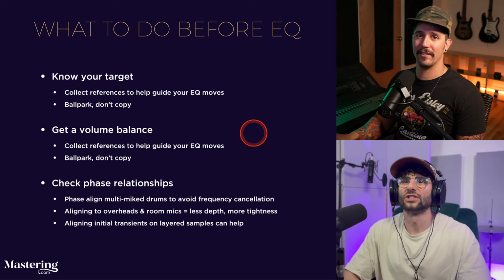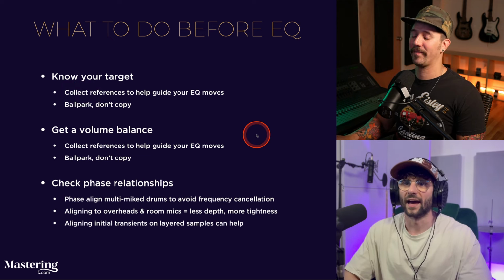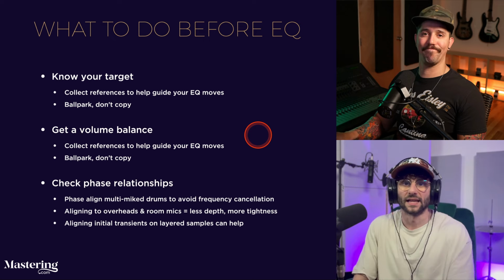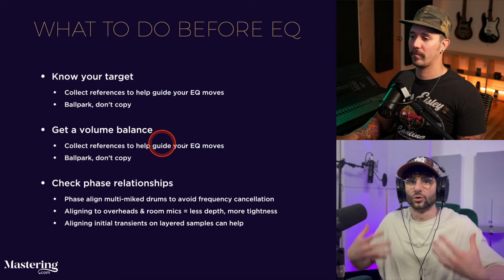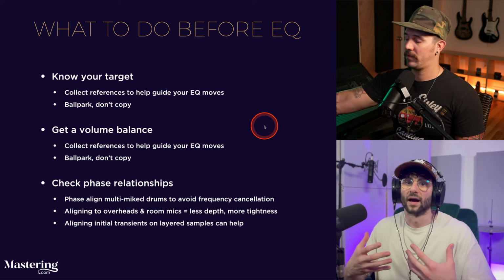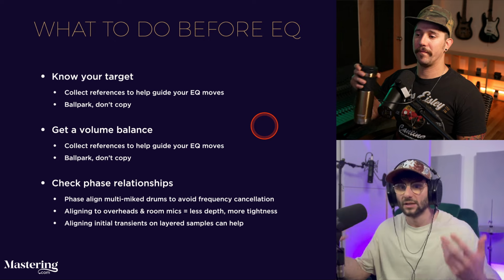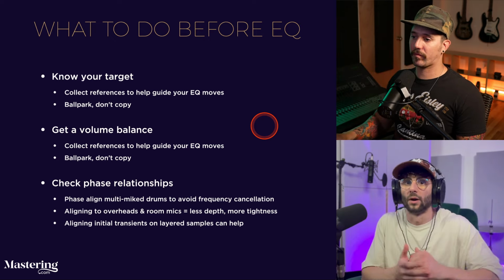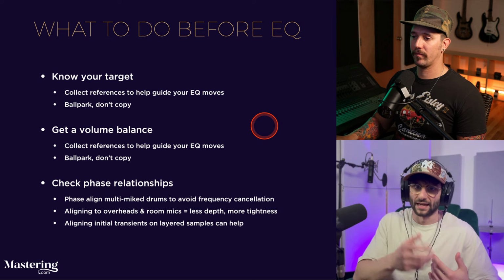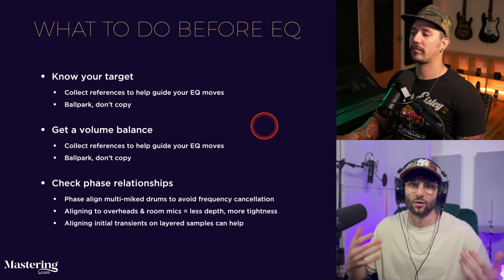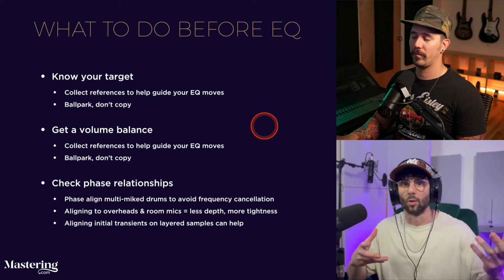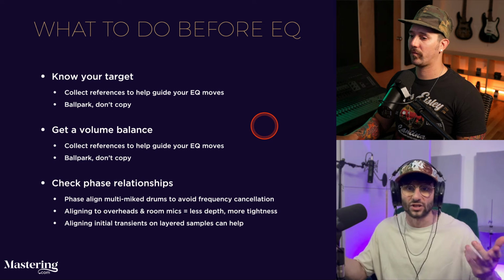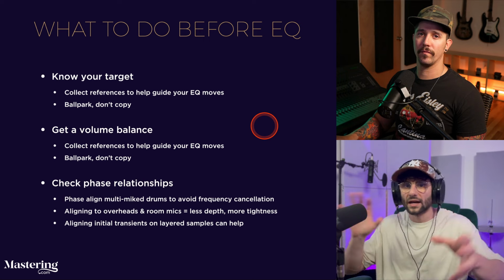Anything to add to that, Chris? Yeah, get a volume balance based on your references. Again, it's the same principle. Do things instinctually, get a rough volume balance, then bring in your reference and see where you're at. Again, it's not a precision game. We're just trying to get things in a ballpark, but we're looking at the relationship between the kick and the snare, the snare and the overheads, the toms, and how they're panned as well. So we can match that and get it close.